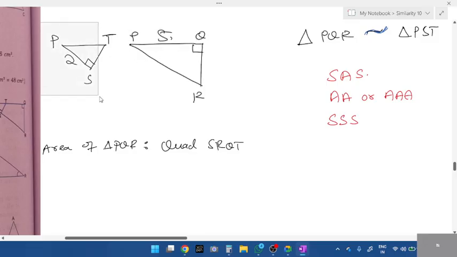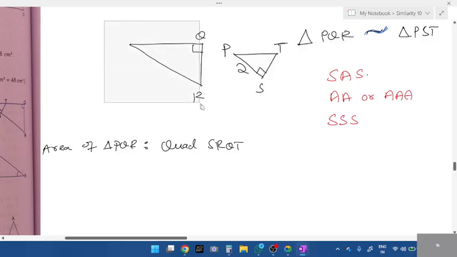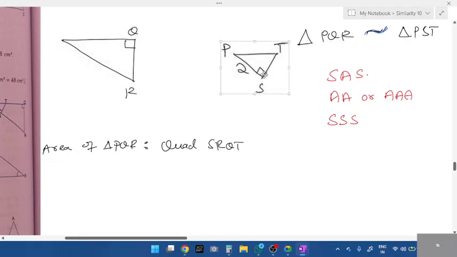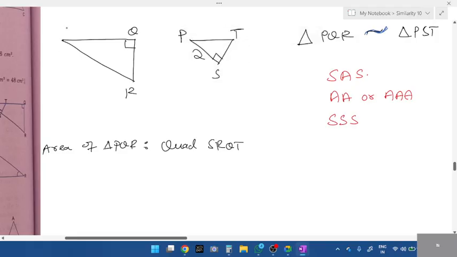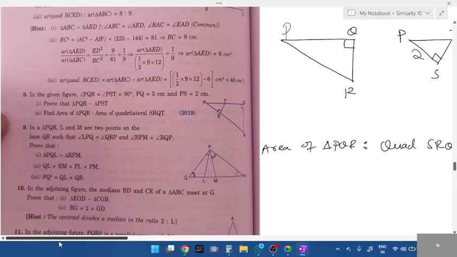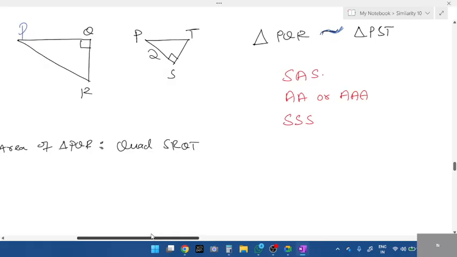So when you split the diagram, keep the PQR diagram first, on the left hand side. So it is easy for us to analyze and solve it. Look here, PST. Forget about the original diagram. Don't look at the original diagram. Look at this. These are the two concepts. The values are PS is 2, PQ is 5 centimeters.